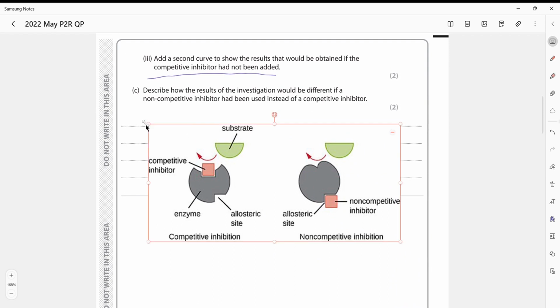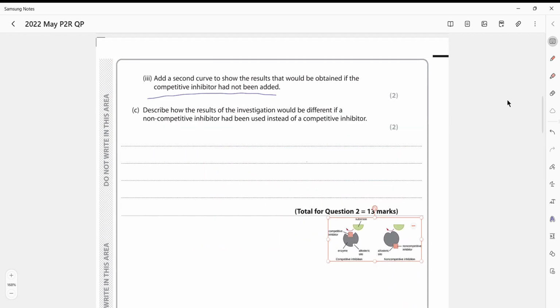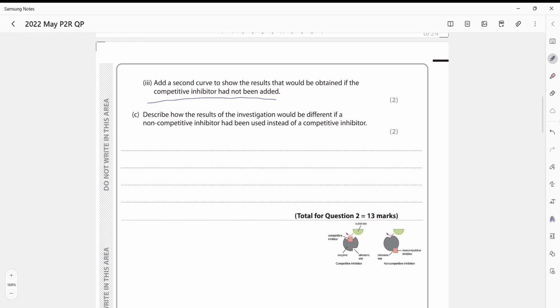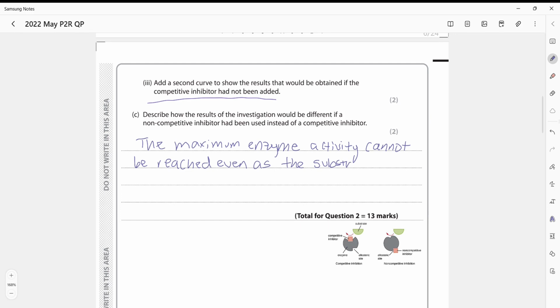Let's make this one smaller. The maximum enzyme activity cannot be reached even as the substrate concentration increases.